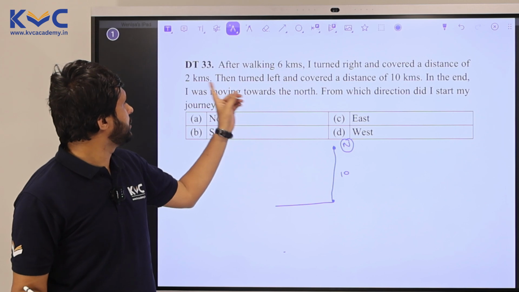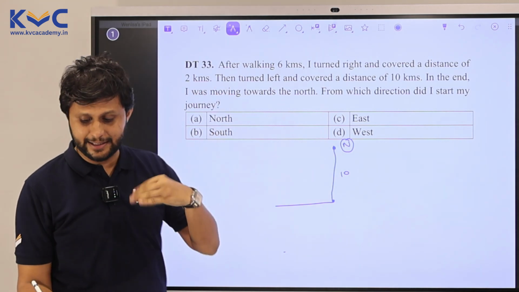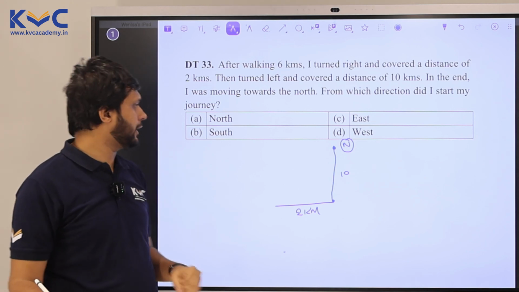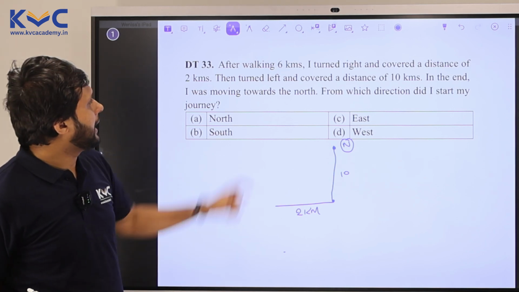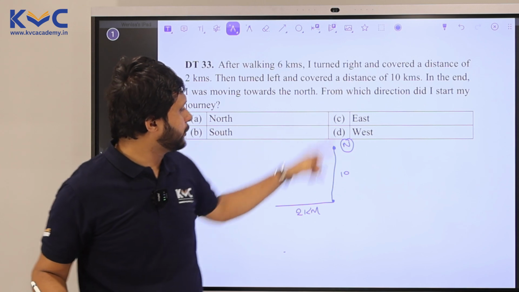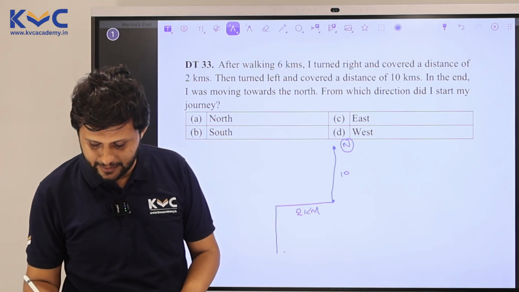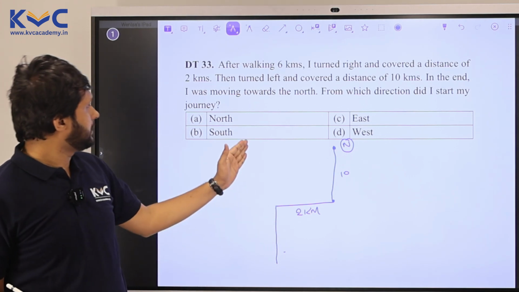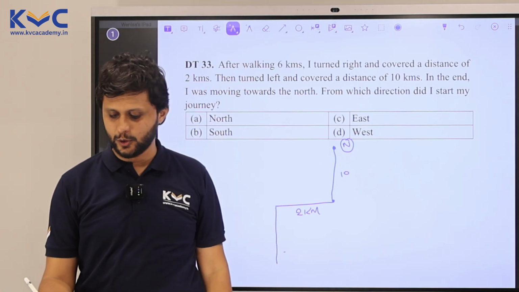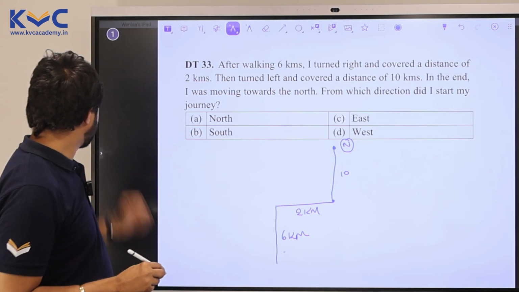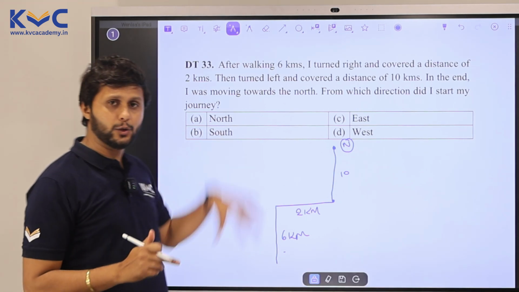And that was how much? 2 kilometers. The statement before that, 2 kilometers. It is not as per scale, okay? I turned right and covered 2 kilometers. That means before this, I had turned right. That means I was coming from down. And before that, what you have is 6 kilometers. It is reverse calculation. Now let me use the screen just to do the forward calculation.